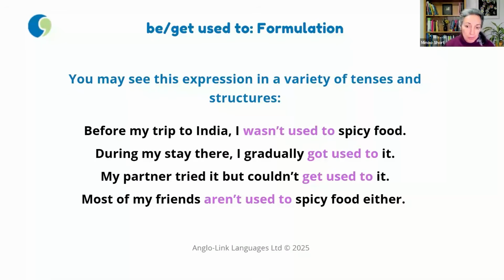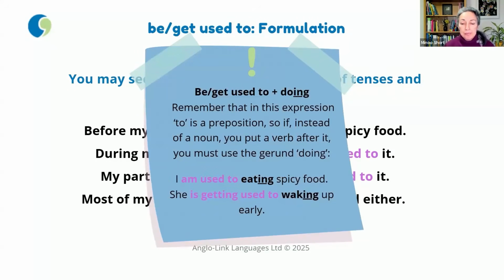What is very important to remember with this expression is that because the word to in this expression is a preposition, if instead of a noun like spicy food, you put a verb after this to, you must use the gerund, doing. So, for example, I'm used to eating spicy food. She's getting used to waking up early. Don't forget your ing after this expression.